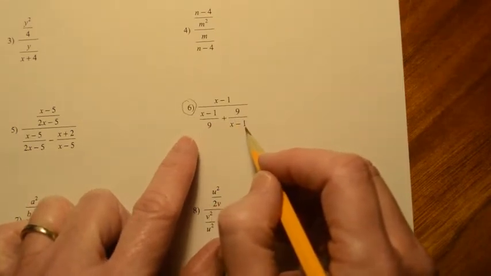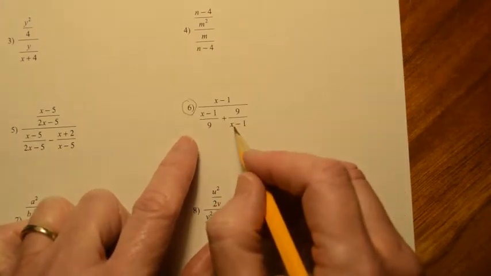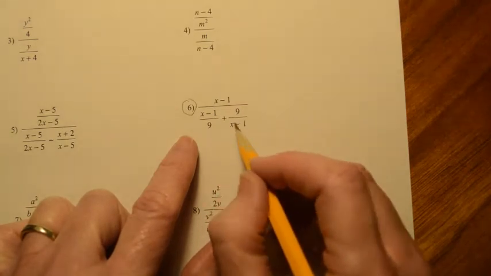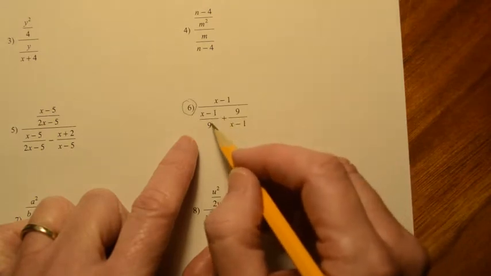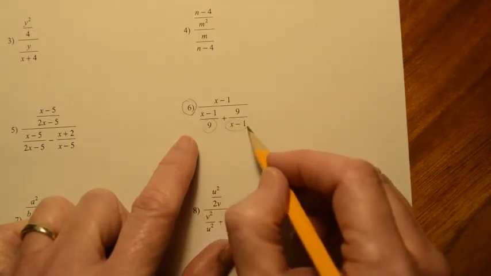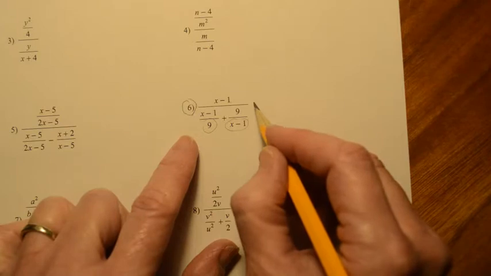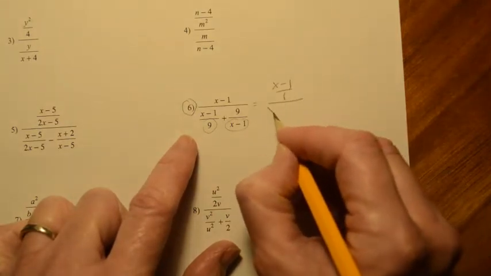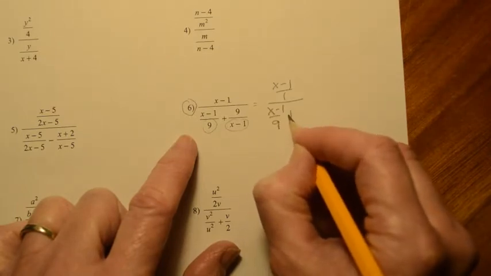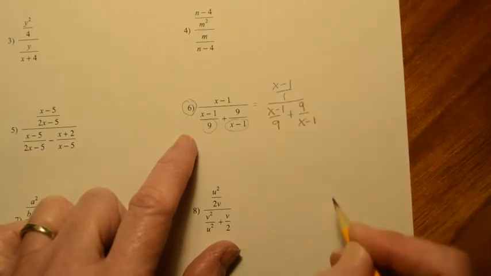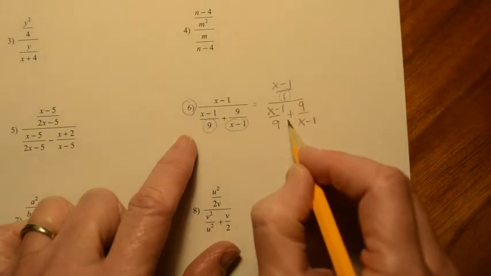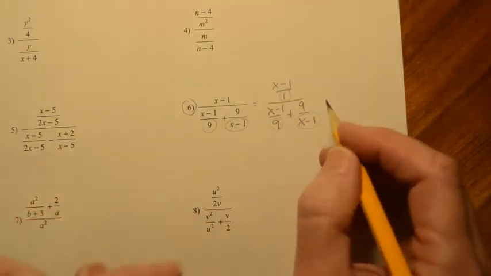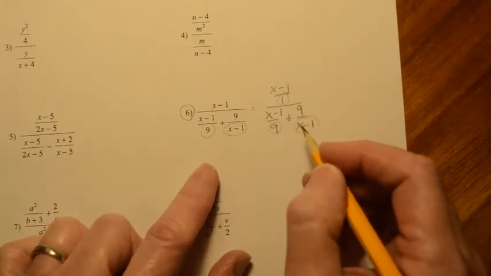But in the second method, the faster, less intuitive method, we would find the least common denominator of all denominators. Now, these two denominators are obviously present. This one doesn't look like it has a denominator, so I'm just going to rewrite it as (x minus 1) over 1, as (x minus 1) over 9 plus 9 over (x minus 1). So now we can see the denominator of all three of the fractions, and we need to find the LCD of all three of them.